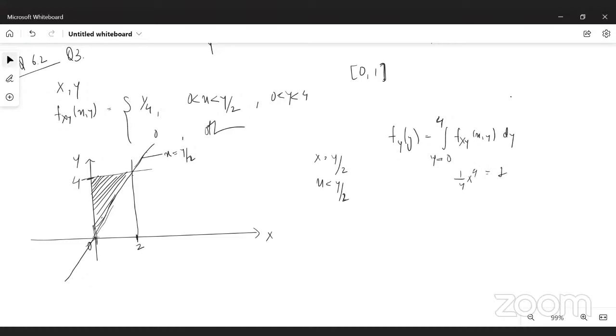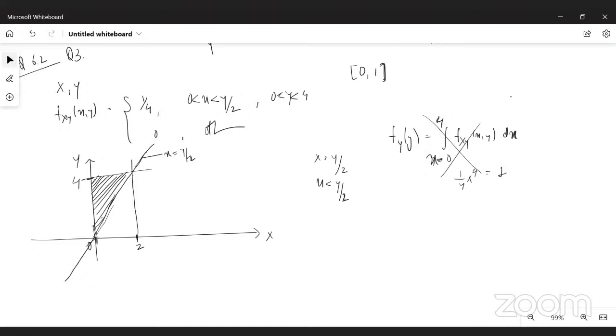Ma'am, I have a small doubt about the limit that you have taken. I think we are finding the marginal of y, right? Should we be keeping y constant and integrating with respect to x? Yes, big mistake. So we have to keep y fixed and integrate with respect to x.